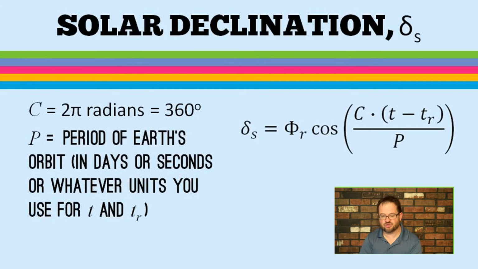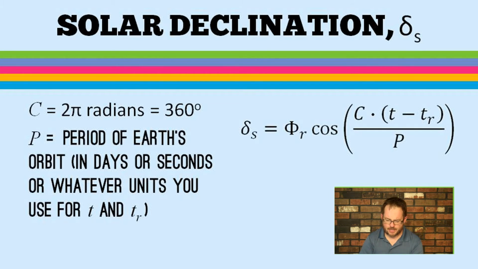If T and TR are going to be dates, you're probably going to use this in terms of days, so P is going to be in days too. As long as the units cancel, it's fine. So if P is in days and T is in days, it's fine. If for whatever reason you wanted to know this more accurately than just a day, like the solar declination at a particular minute, you would have to do it in minutes then, or seconds, or whatever. Don't do that.